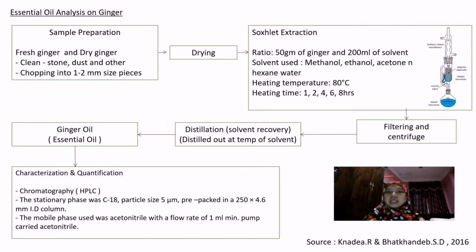Essential oil analysis on ginger. First is sample preparation that can use fresh and dry ginger and need to clean first. The ginger needs to be chopped into 1 to 2 mm size pieces. The extraction that is used is Soxhlet extraction to analyze essential oil. The solvents used are methanol, ethanol, acetone, and hexane, water. Then, after the extraction is filtering and centrifuge.